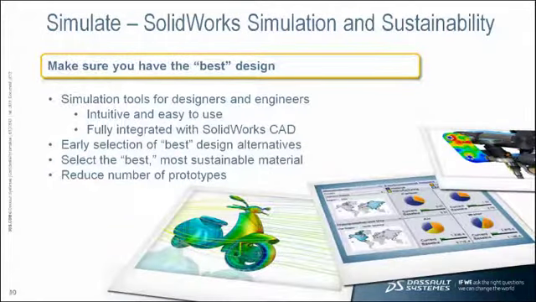Then there's the simulation and sustainability group of products, which help you make products that are more reliable, last longer, and perform better. You can significantly reduce the amount of physical prototypes that you have to make. And on the sustainability side, check for the environmental impact of your designs before they go out to manufacturing and out to your customers.